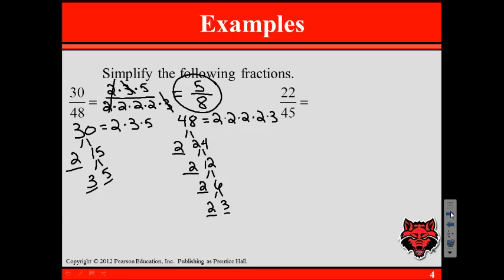Those are equivalent fractions. They stand for the same thing. But 5 over 8 is written in lowest terms. Lowest terms means there are no more prime factors that the numerator and denominator have in common.